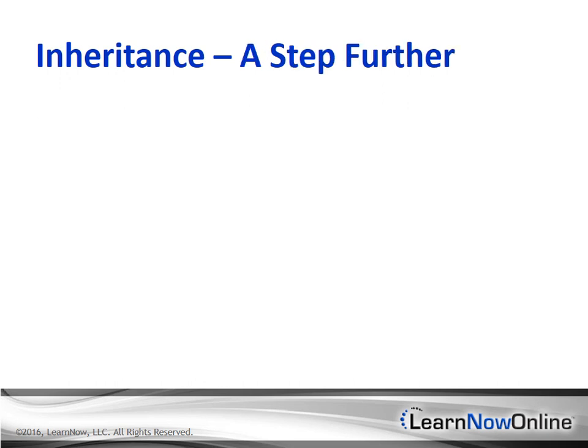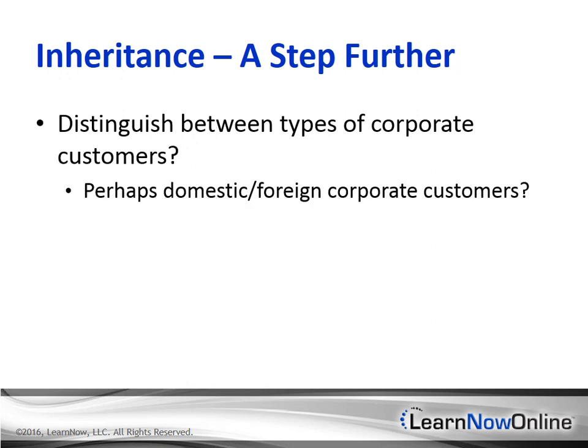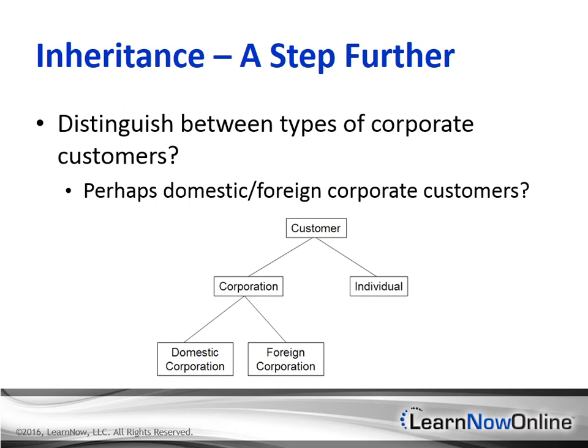Okay, so once you get to that point, you also have to ask whether you can further distinguish between different types of, say, corporate customers. Maybe there are domestic and foreign customers. In that case, you could create domestic corporation and foreign corporation classes that derive from the corporation class. And this shows an object hierarchy that defines that kind of a relationship.